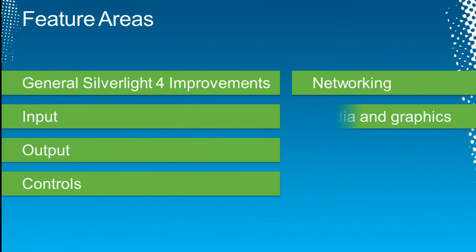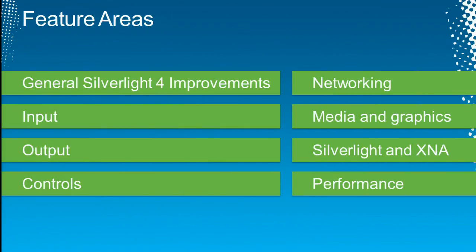So these are the areas I'm going to touch on. This is the broad overview. We're going to go through each one, what's new, what's cool, what's fun. Talk about general Silverlight 4 improvements, the basic input and output, such as text and manipulation, various controls, how we beefed them up. The networking, sockets obviously is wonderful. Some media and graphics, and the Silverlight XNA, and then we're going to touch a little bit on performance.